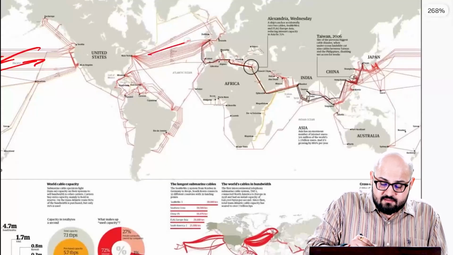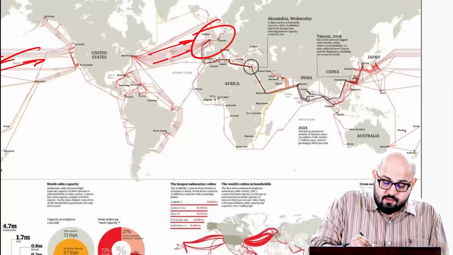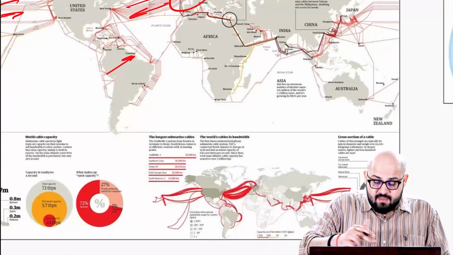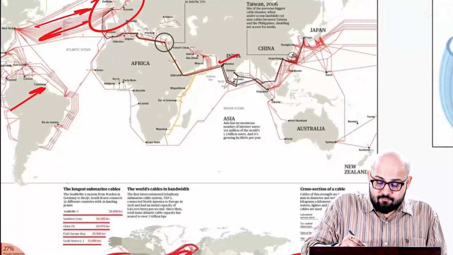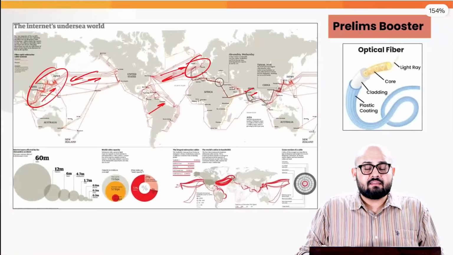Then we have the centers like New York being connected to the centers in Europe, right? So we have the cables over here. Then we have these South American cities being connected with these cables. Then we have primarily two centers in India. We have Mumbai and we have Chennai, which are connected to these centers, right? So again, they are very important.